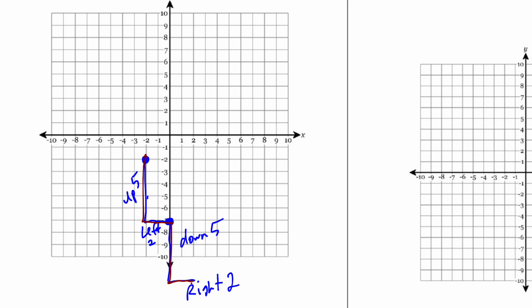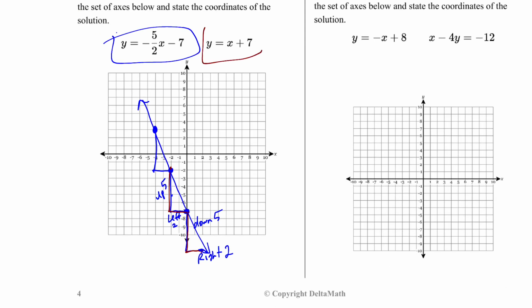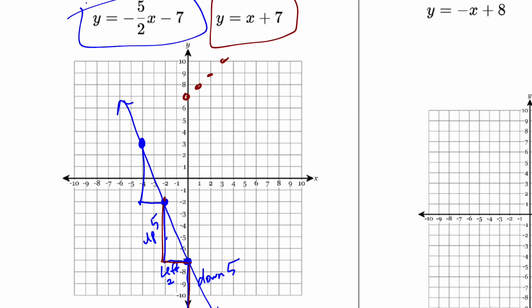And let's do it one more time. We'll go over 2 and up 5, and here is a third dot. So there is my blue line. Let's make the next one. I start here at 7. Since my slope is 1, I'm going to have to go the other direction. And I figured out where my lines crossed. That's here at -4, 3.